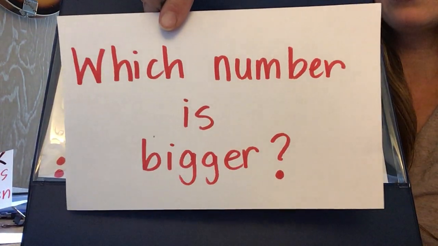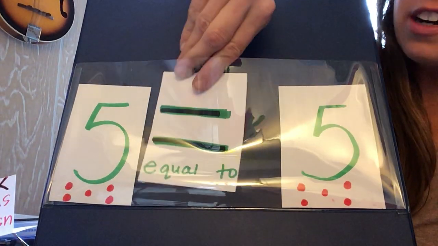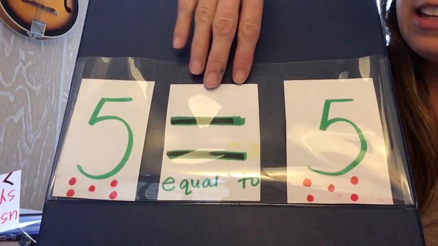Let's ask our question. Which number is bigger? There's not one bigger than the other. They're the what? The same. And what is our big math word for same? Equals. So let's throw the equals sign up there and read our sentence and make sure it makes sense.